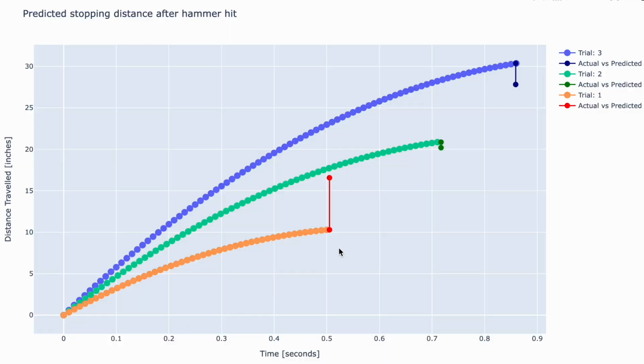Here is the data for the three hammer hit trials. The kinematic equations are represented by the curves, and the vertex of the parabolas is where the weight comes to rest, with the y-axis value the distance it comes to rest at. We can see the 2.5 pound weight has considerable error, approximately 40% underpredicted, but the 5 pound weight only has a 3% overprediction error. Finally, the 10 pound weight has about a 9% overprediction error.